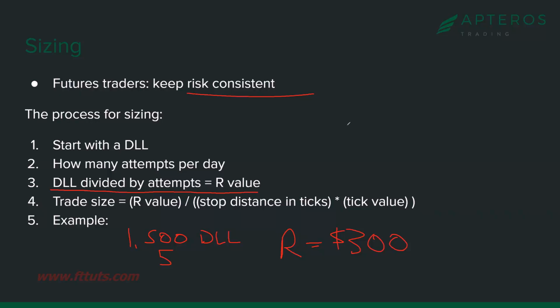Let's say we're trading crude. Crude has a $10 per tick size. Let's say our stop loss is 15 cents away. That's 15 ticks. So we want to risk $300. 15 ticks on a 1 lot is $150. Oh, we'll trade 2 lots. That's how you size a position.